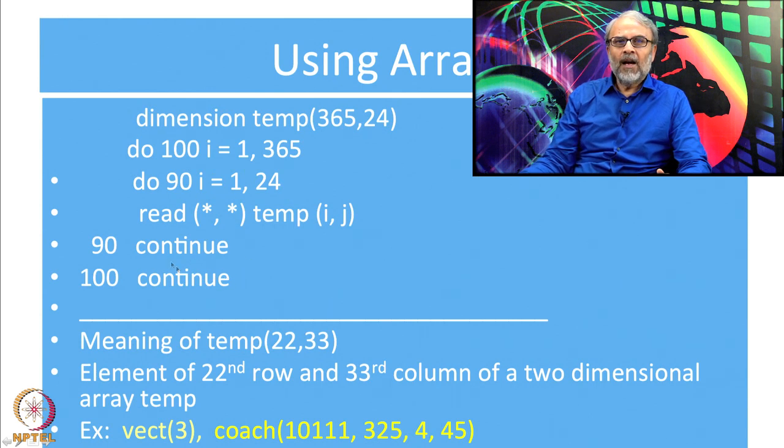So, what is the advantage of this now? The advantage is that through this set of two loops, I have read all my data and put it in the variable temp I comma j. Now let us see the meaning of this. Suppose I say temp 22 comma 33. What is the meaning of that? It is the 22nd day and 33rd hour. But you know that there is no 33rd hour. So, there will be a problem here.